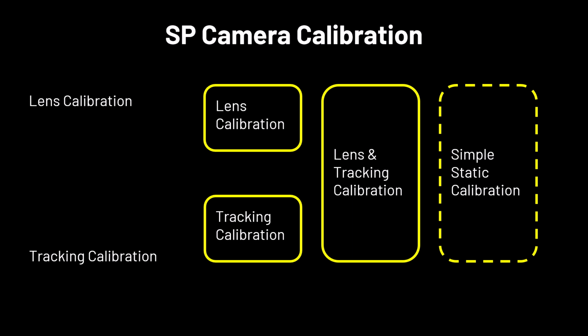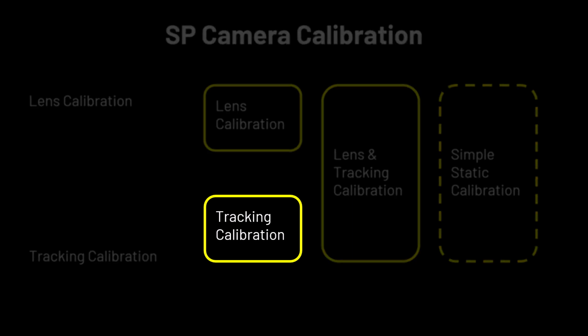Tracking calibration. In this video, we're going to look at a scenario where we have a screen calibrated as well as a lens profile, but the tracking is not aligned. So we need to generate an alignment profile using the tracking calibration tool.